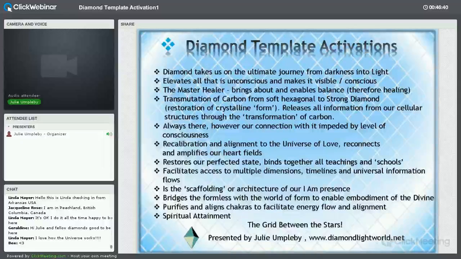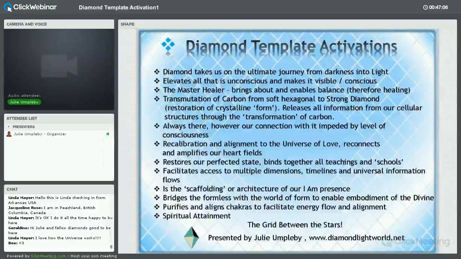When we align and work with those diamond frequencies, it brings more and more of what has been hiding in our unconscious, both personally and collectively, out of those shadows into visibility, into conscious awareness for healing. That's what diamond actually is, the master healer. It brings about and enables balance, therefore healing. It is very, very profound.